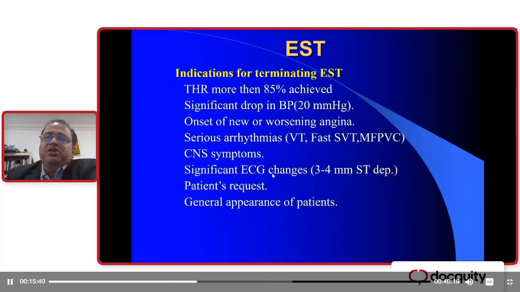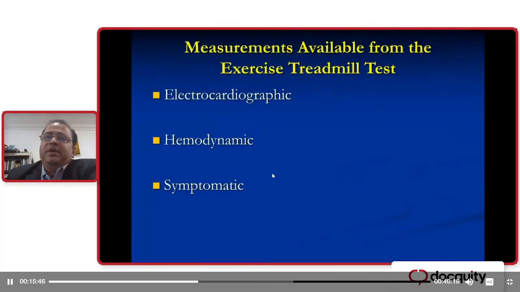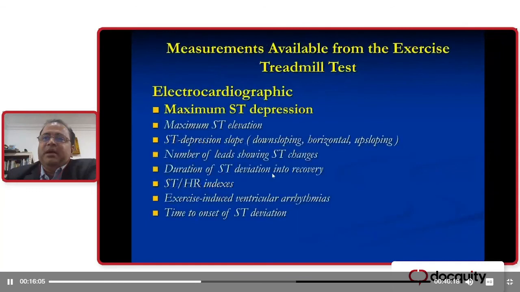So if they fulfill this criterion, or there are ECG changes, or the patient wants to stop, you terminate the stress test. And basically, you look at three things: ECG, hemodynamics, and symptoms. Most of us only concentrate on the ECG part of it, which is actually not the proper way of assessing a stress test, because you need to calculate the STS or the Duke score if possible. So the ECG is quite straightforward.